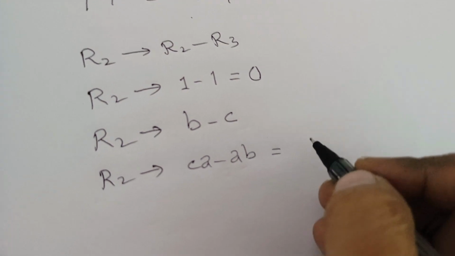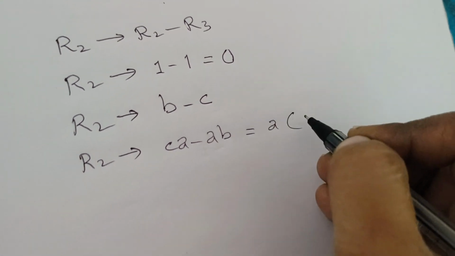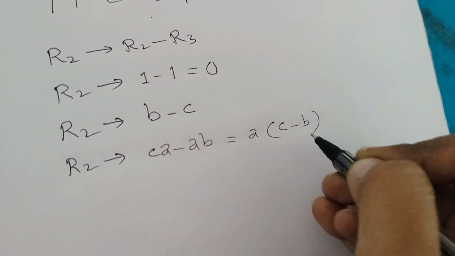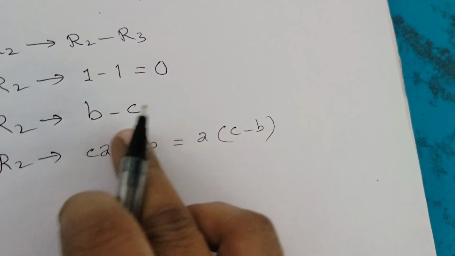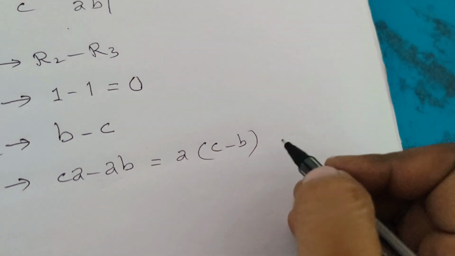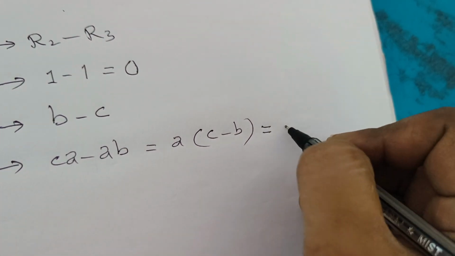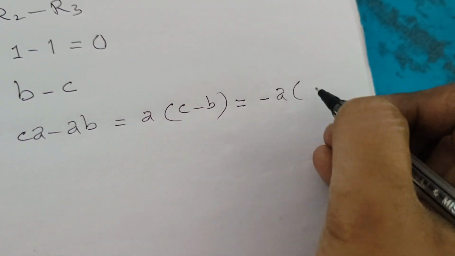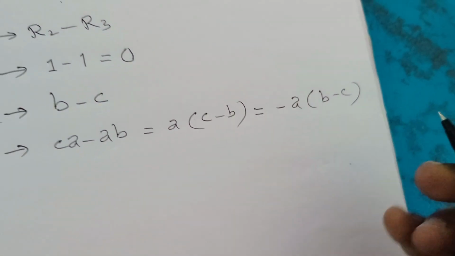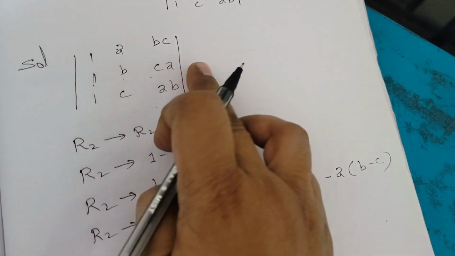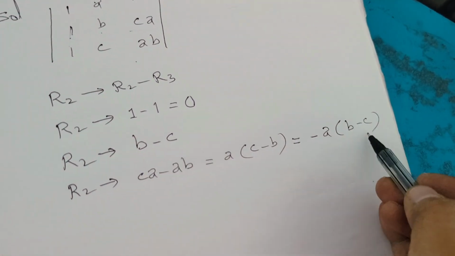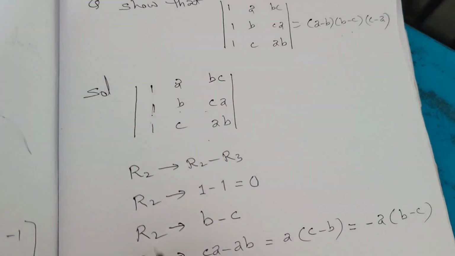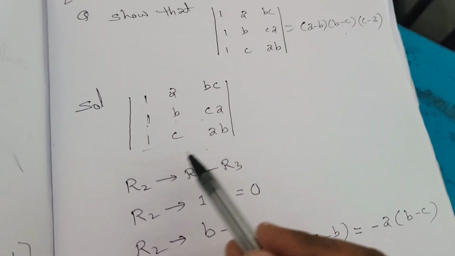From here, when we take a common, it becomes c minus b. But we have to get b minus c. So we are taking the minus sign also common. So it becomes minus a into b minus c. So in place of the second row, we will write these values in the next determinant. Now we have to change the third row also.